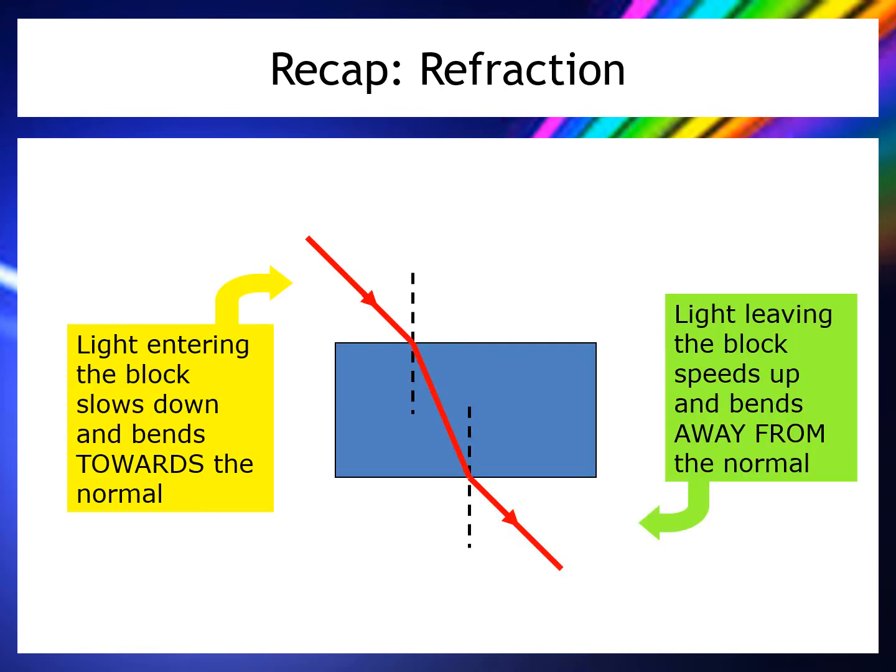So this diagram shows the ray diagram for refraction. As the light enters the block, going from a less dense to a more dense material, it bends towards the normal. And as it comes out of the glass block, going from a more dense to a less dense material, it bends away from the normal.